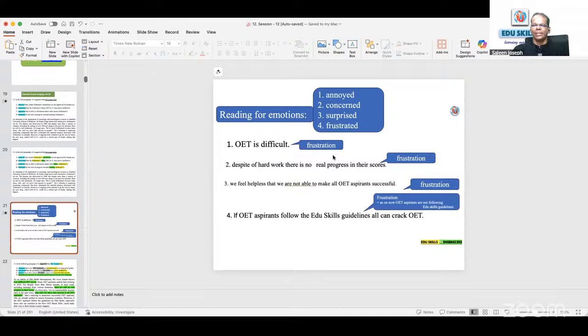See, OET is difficult, frustration. Despite hard work, there is no real progress in their scores, frustration. We feel helpless that we are not able to make all OET aspirants successful, frustration. If OET aspirants follow the EduSkills guidelines, all can crack OET, frustration. As of now, OET aspirants are not following EduSkills guidelines. If they follow, means now they are not following. So that is frustration.